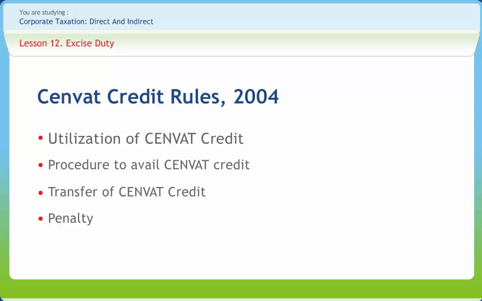If any person takes SENVAT credit in respect of input services wrongly or without taking reasonable steps to ensure that appropriate service tax on the said input services has been paid as indicated in the document accompanying the input services specified in Rule 9, or contravenes any of the provisions of these rules in respect of any input service, then such person shall be liable to a penalty which may extend to an amount not exceeding 10,000 rupees.